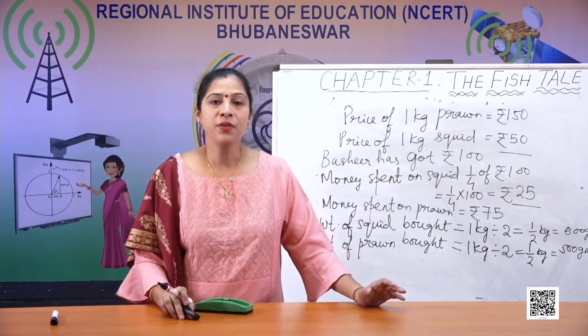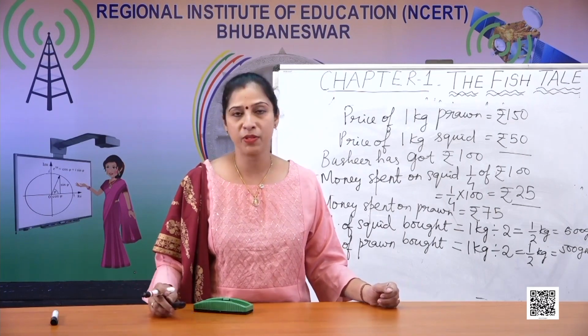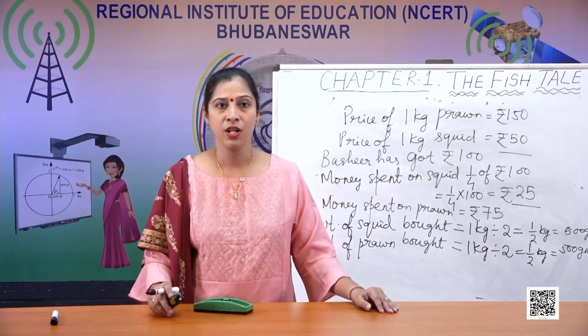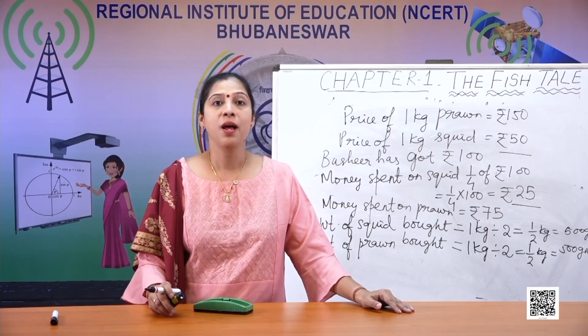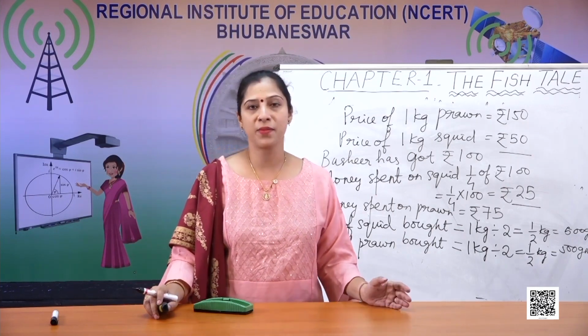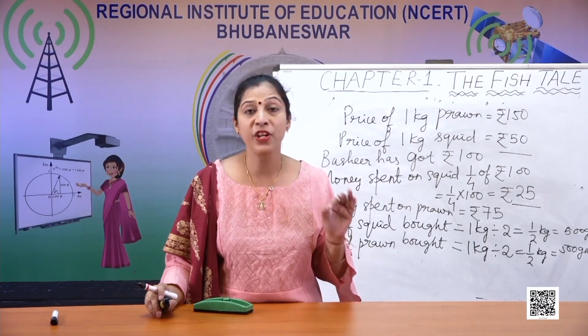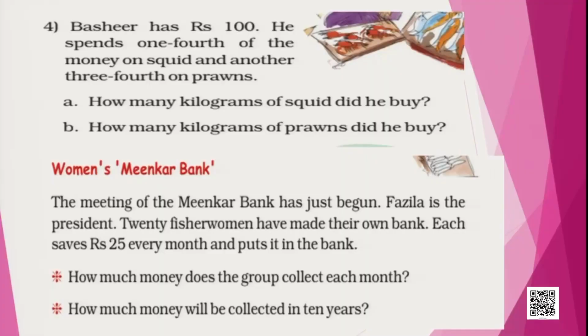Now Florama, Gracie, they are all fisherwomen. So they always sell fish and they get money for that. So what do they do with that money? They have their own bank called Mean Car Bank. What is the meaning of Mean Car? Mean means fish. That is why the name is Mean Car Bank.